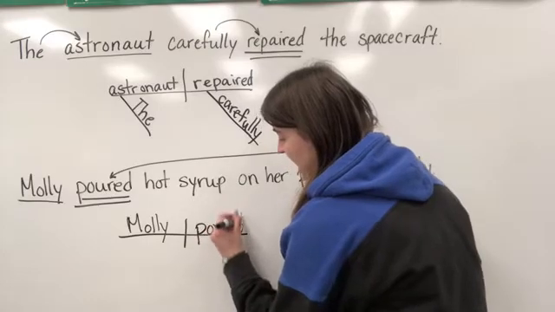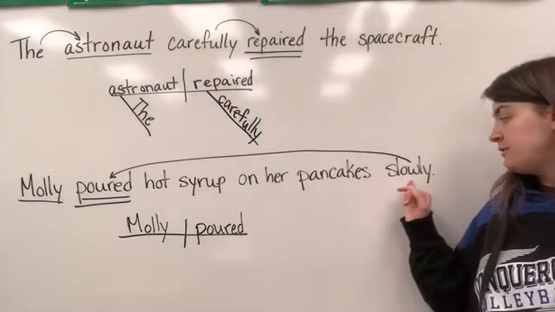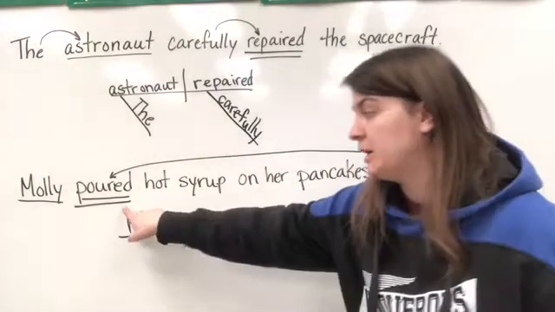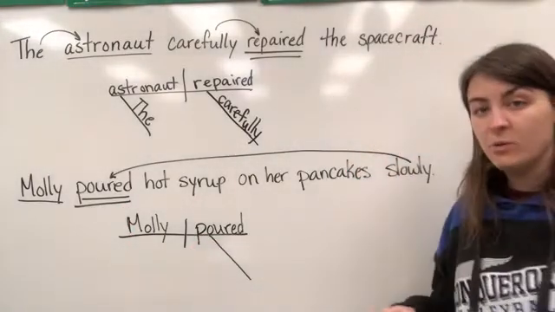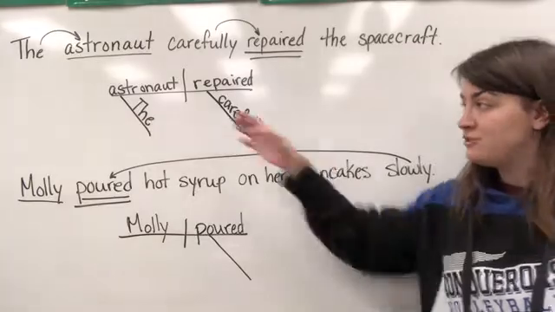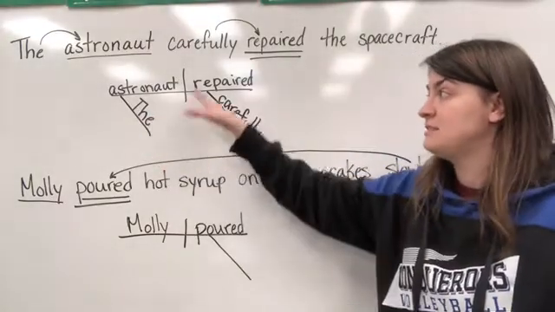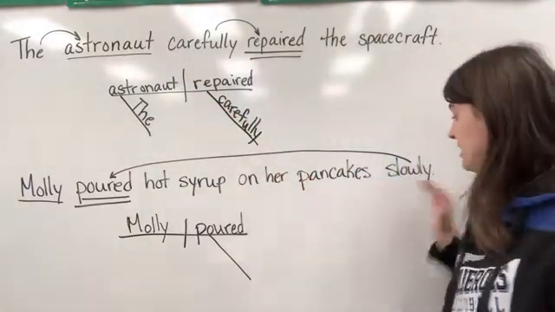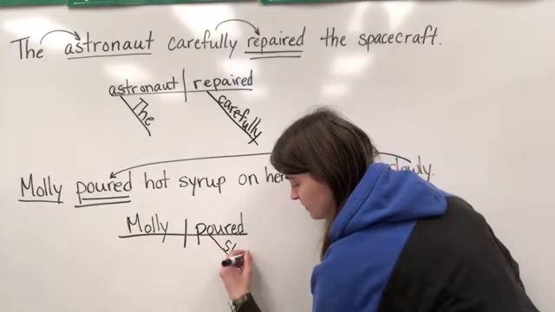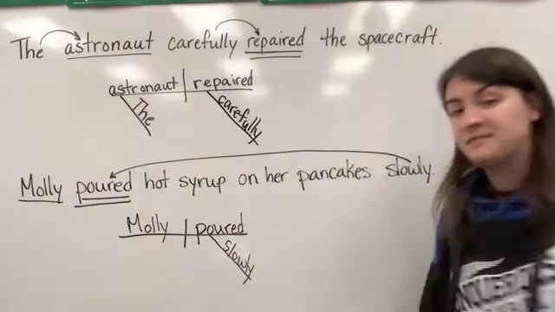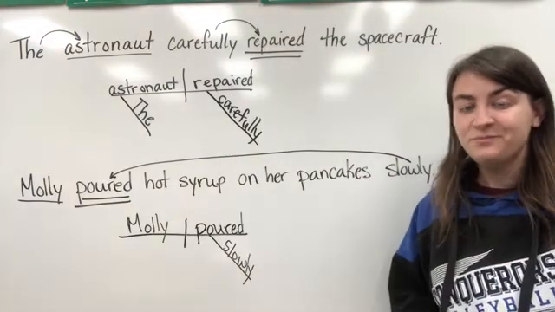Now for my adverb. My adverb was describing the word poured, so it needs to come off on a diagonal line underneath poured. Just like an adjective comes off diagonal lines, adverbs come off on diagonal lines. So I'm going to write my word slowly on my diagonal line. And that is how we diagram adverbs.